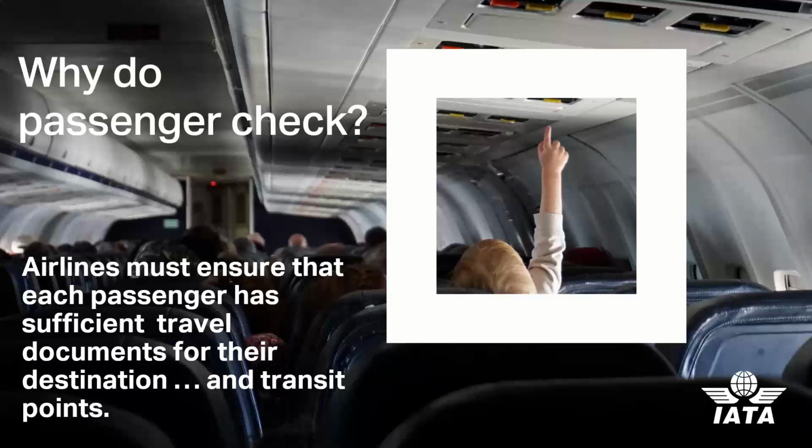Why do passengers check in the first place? Well, as most of you know, airlines are responsible for ensuring that each passenger they transport has sufficient travel documents for their entire journey. This means that airlines have no choice but to comply with entry regulations imposed by your respective governments. And failing to comply with these requirements has damaging consequences, not just for airlines, I mean, it also impacts handling agents, it impacts airports, immigration authorities, of course, at destination, and of course, it impacts millions of travelers.